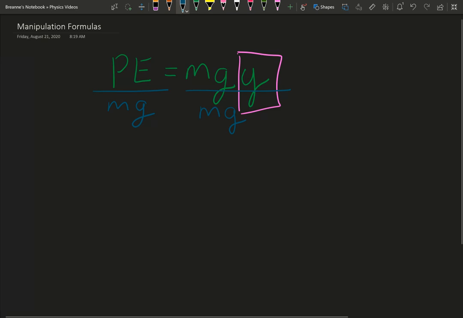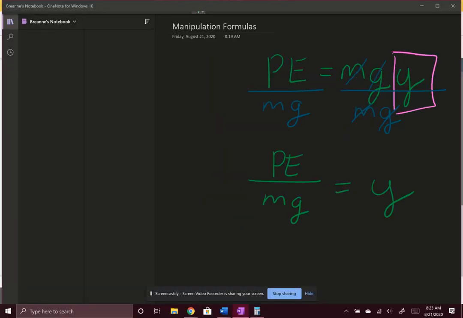So an m divided by an m gives you 1, so that cancels out. A g divided by g gives you 1, so that cancels out. So we are left with PE divided by mg, which equals y. There you go. You solve for y. Hot diggity dog. Woohoo! We got this, right? We got this. So let's look at another example.